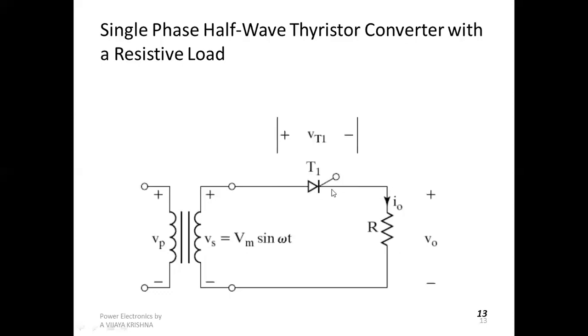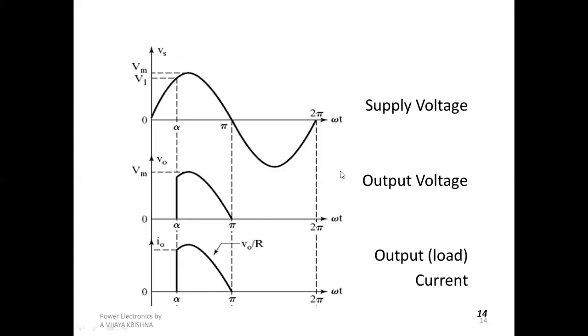When the thyristor turns on, the switch is in a closed position. Up to now it was in an open position. Depending upon the resistance in the load, the output current will flow through the resistive load, and the output voltage is applied here. How the supply voltage, output voltage and output load current behave can be explained here.